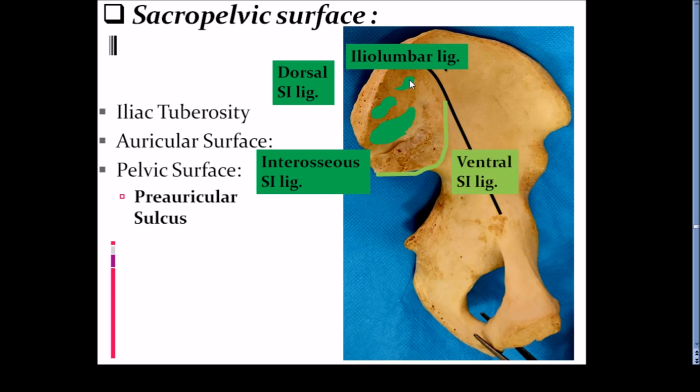Another ligament is the ventral sacroiliac ligament. It attaches on the convex margin of the articular surface. So this is the articular surface and this is the convex margin. This convex margin of the articular surface gives attachment to the ventral sacroiliac ligament. So this is about the ilium, its external features and its attachments.